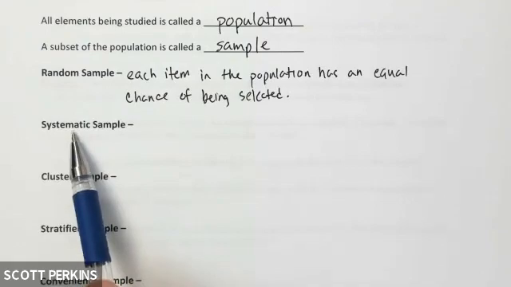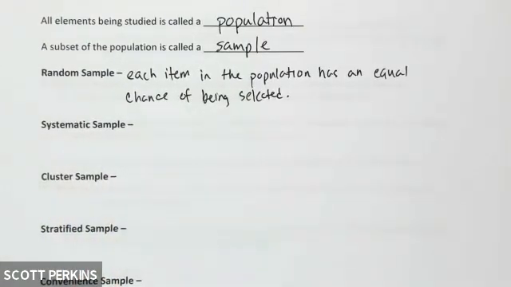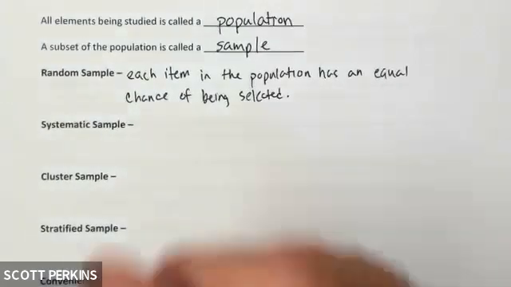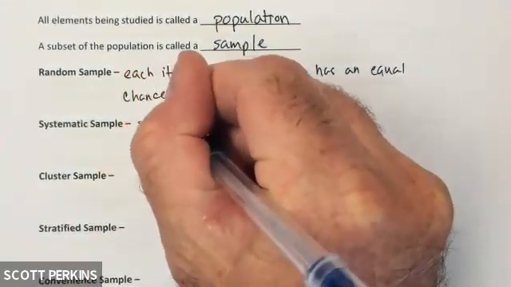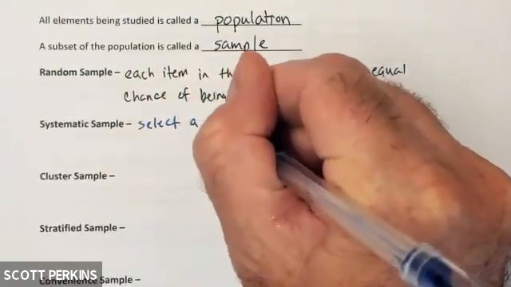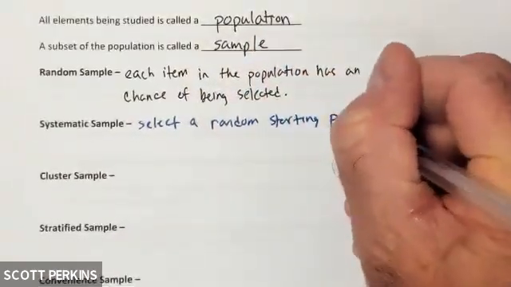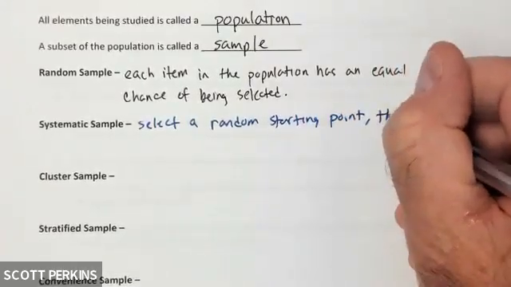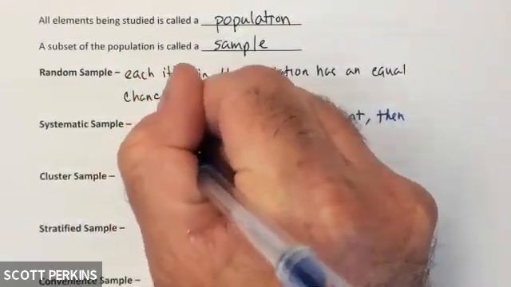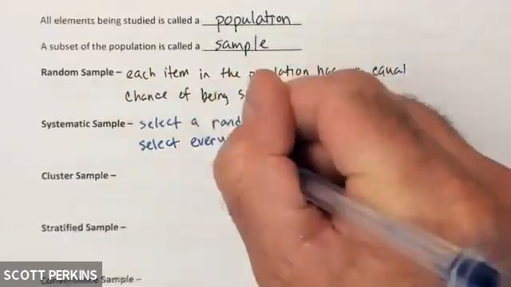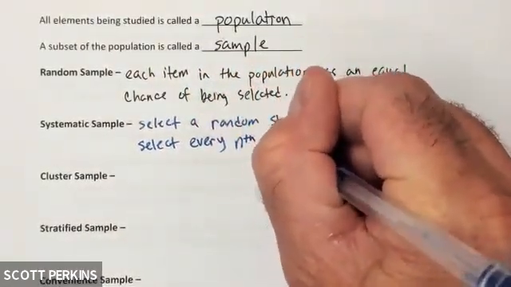The next type of sampling technique is called a systematic sample. And the way you do a systematic sample is you select a starting point, and then you select every nth item, n being a number. So you'd select every 10th or 50th or whatever item. So you select the starting point, and then you select every nth item.